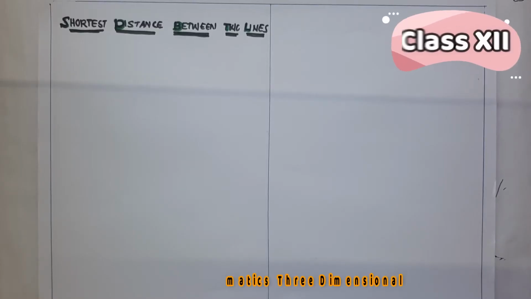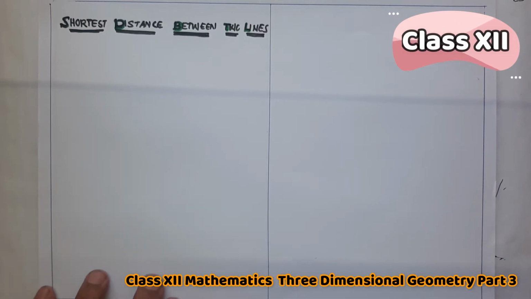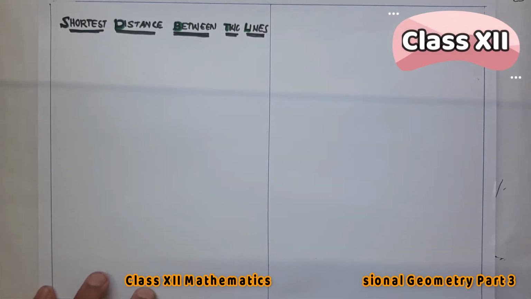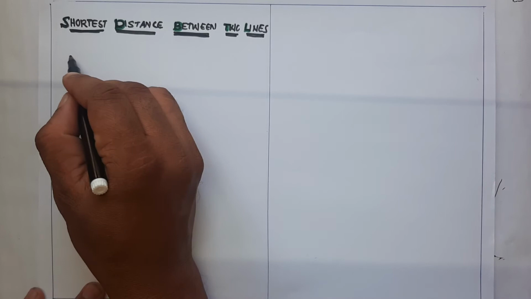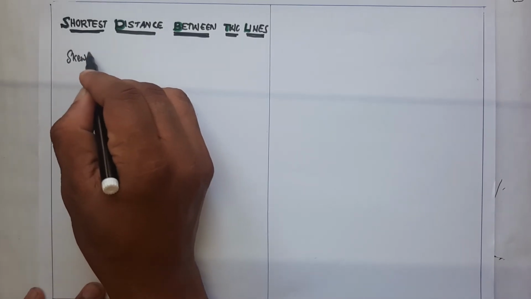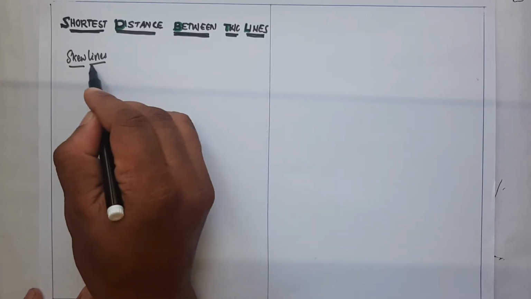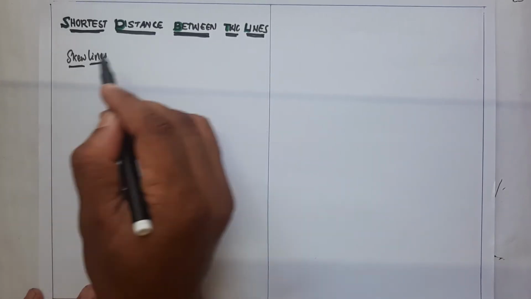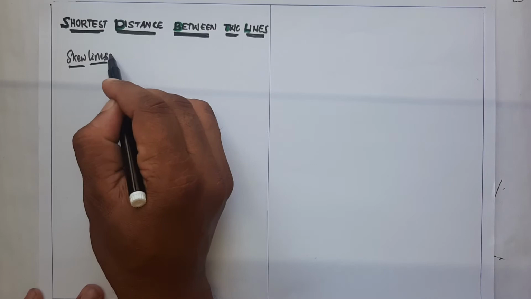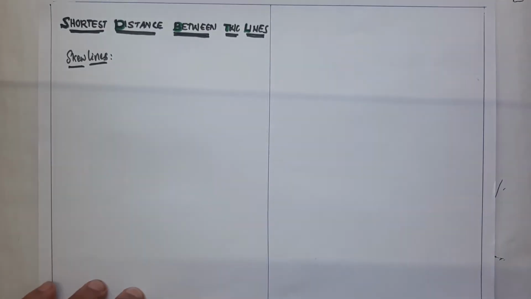Now our next topic is shortest distance between two lines. Before that, we discuss about the skew lines. What is skew lines? Skew lines mean two lines which are neither parallel nor intersecting.